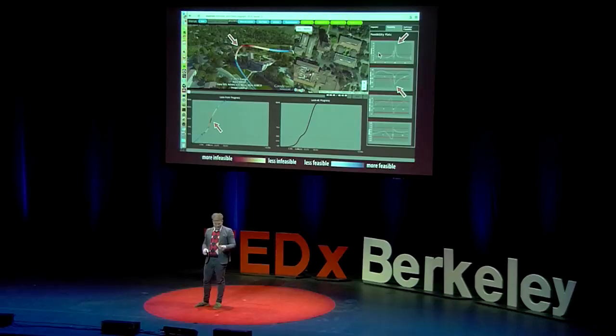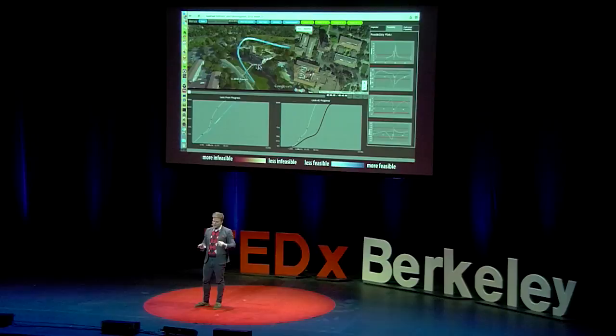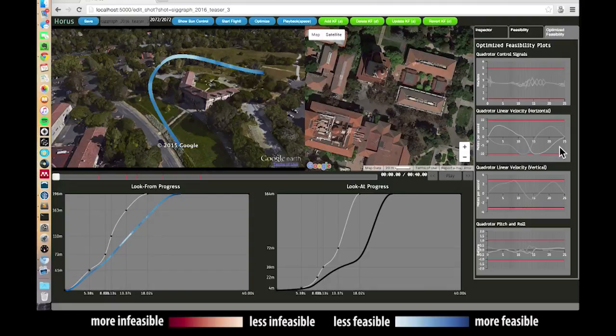The solution we came up with is that the app is going to auto-correct this shot for us, but in a way that respects the drone physics. And under the hood, the app is just looking for opportunities to slightly bend the timing of the shot to make it less aggressive. So here's where we slightly bend the timing.